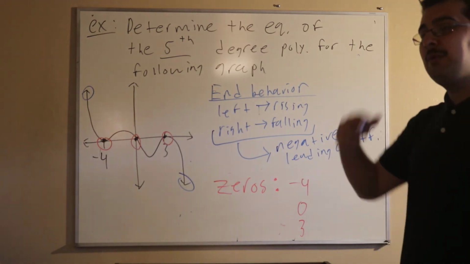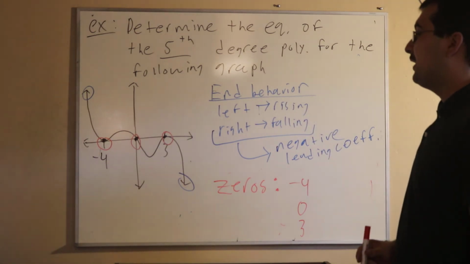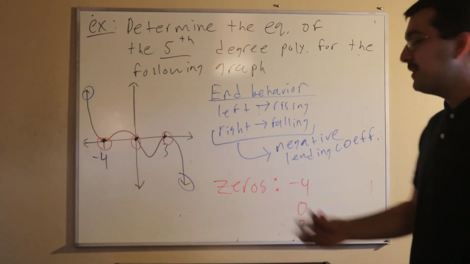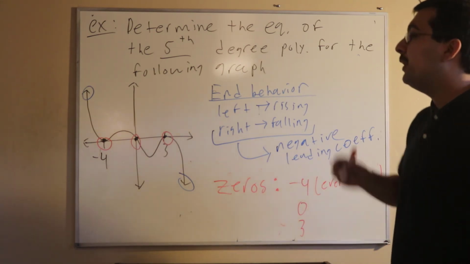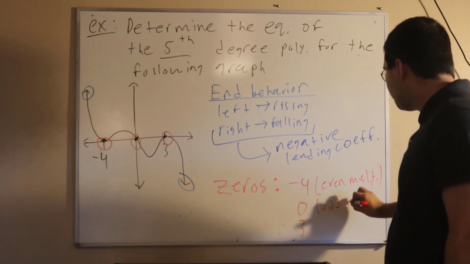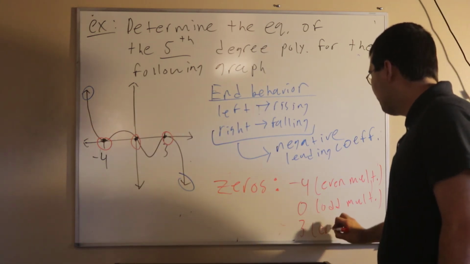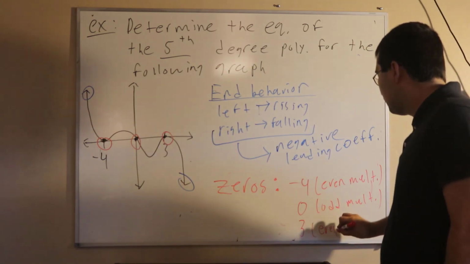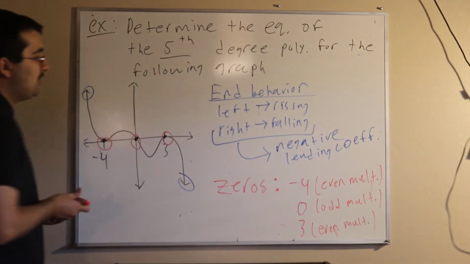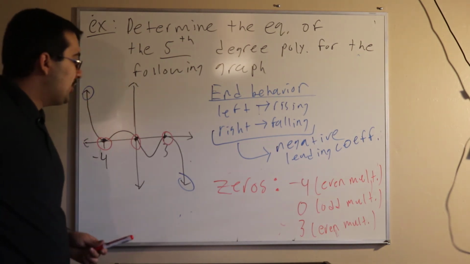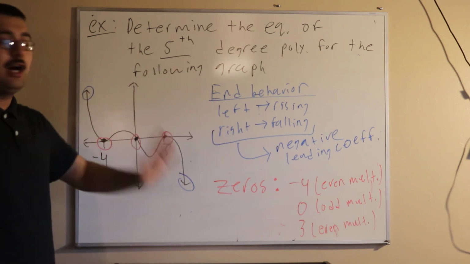Now, just like the previous problem, in addition to knowing the zeros, we also want to understand their multiplicity. Since at -4 we are bouncing, this is even multiplicity. At 0 we are crossing, so that is odd multiplicity. And then at 3 again we bounce, so this is again even multiplicity. Beautiful. Here's the information we're going to use to construct the equation of this graph. I'm going to erase this portion now, so if you haven't done so already, go ahead and copy this down, pause the video.